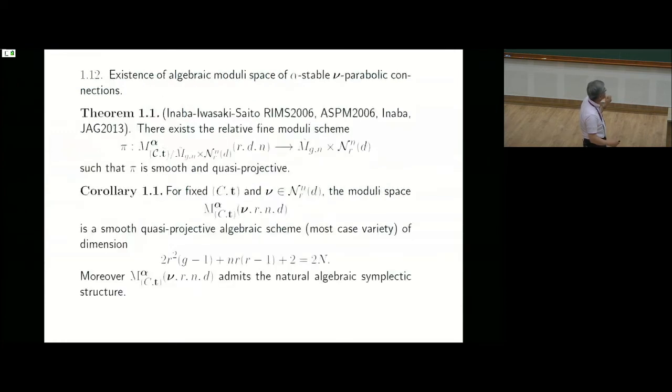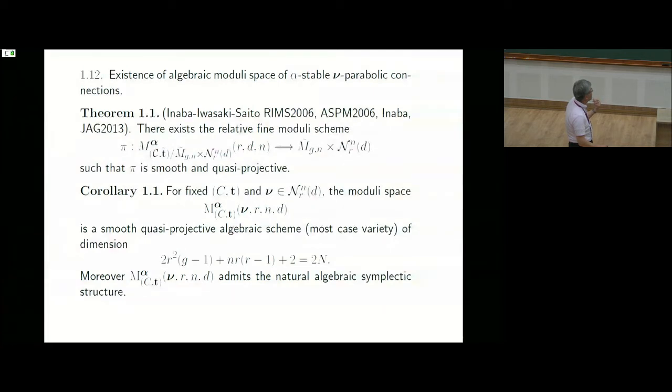What we prove is that π is a morphism from this quasi-projective variety to this quasi-projective variety. And the map is smooth and also quasi-projective. That means each fiber is a smooth quasi-projective algebraic scheme. In most cases it is irreducible, and in most cases it's a variety. And the dimension is equal to 2 times r squared (g minus 1) plus n r (r minus 1) plus 2. You can easily see that this is an even number. So the half of this is defined as a large N.